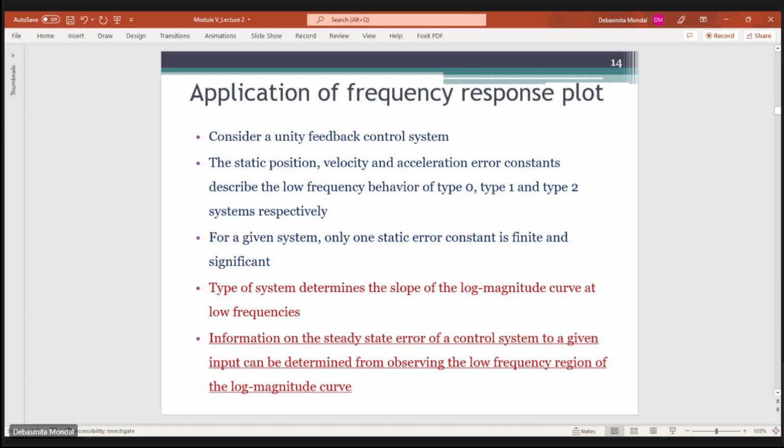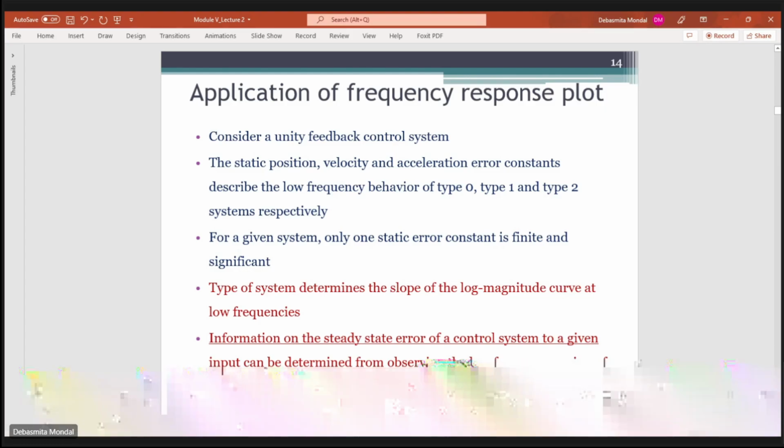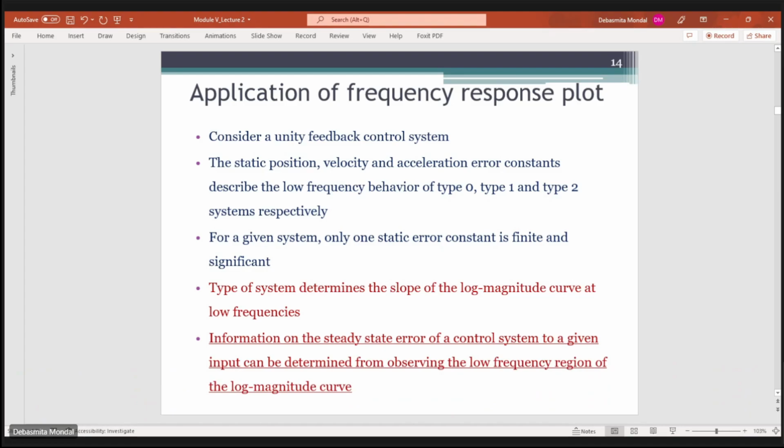So how do we find the information about the steady state error of a control system? Let's say you have a unity feedback control system. If you remember, we have earlier talked about some static error constants, the steady state error constants: the position error constant given by Kp, the velocity error constant given by Kv, and the acceleration error constant given by Ka.